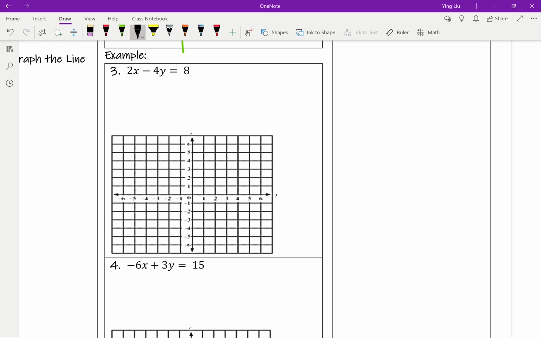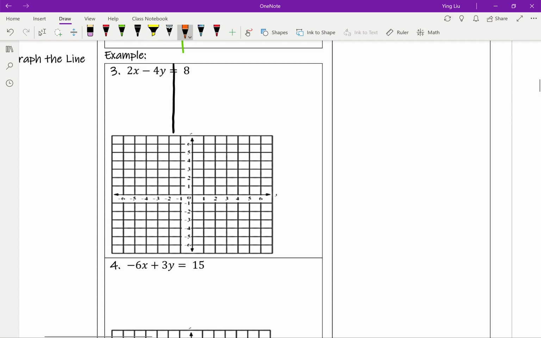So we have talked about how to change a standard form into a slope-intercept form. And then the next thing we can do is to graph it. So for example, if we're given this equation, 2x minus 4y equals 8. So first, we need to change it into the slope-intercept form. So we're going to just solve it.